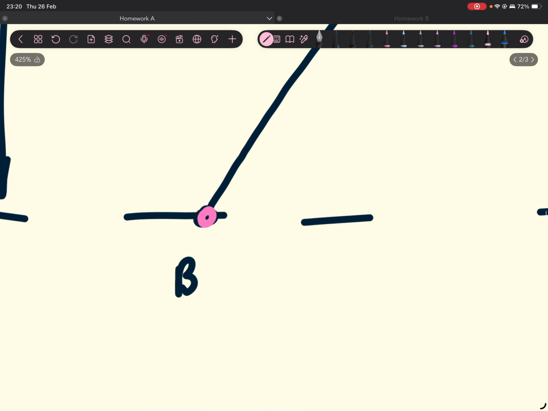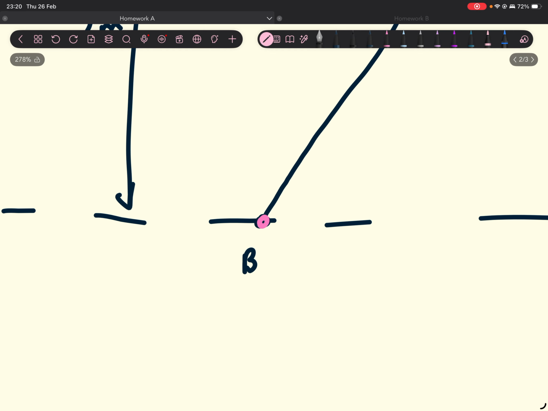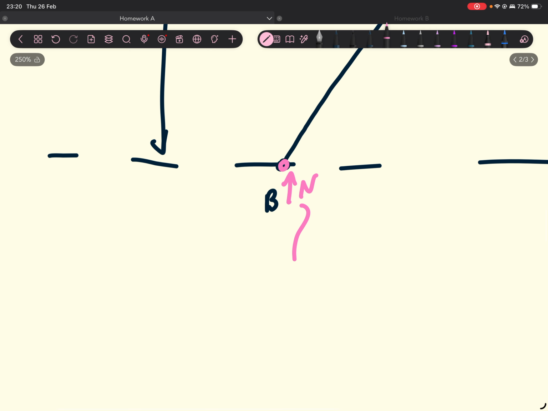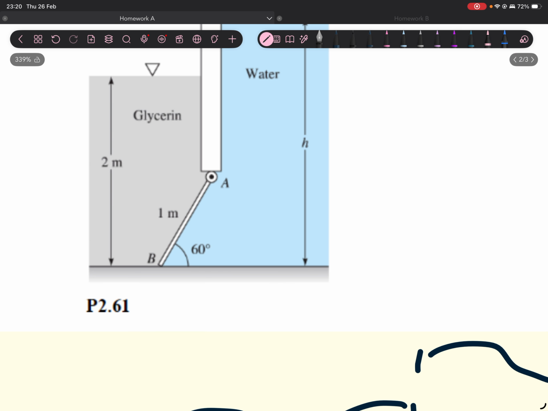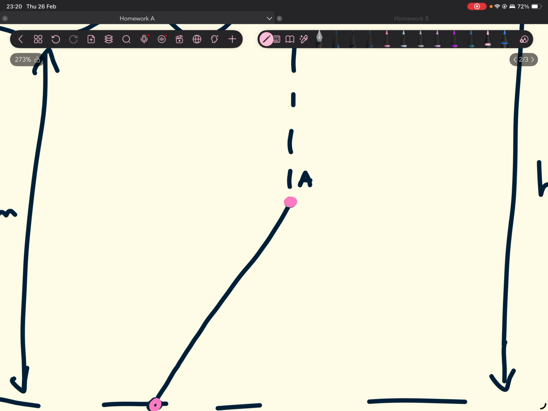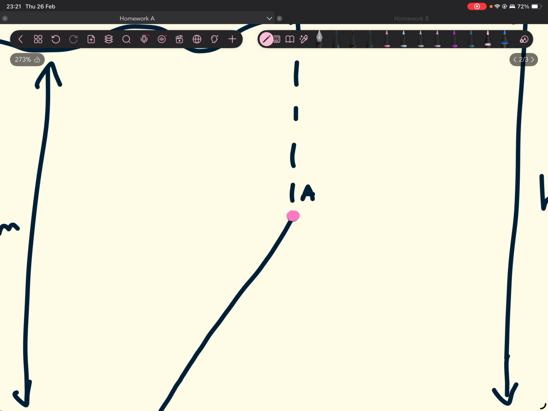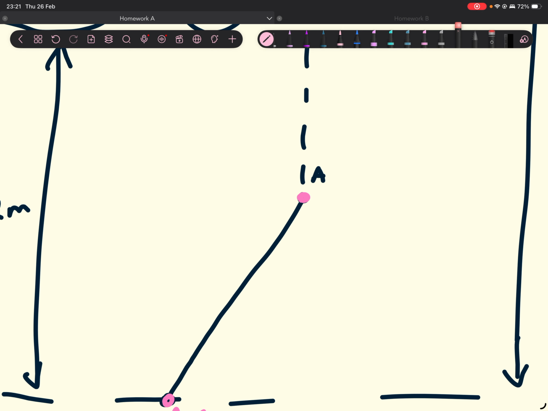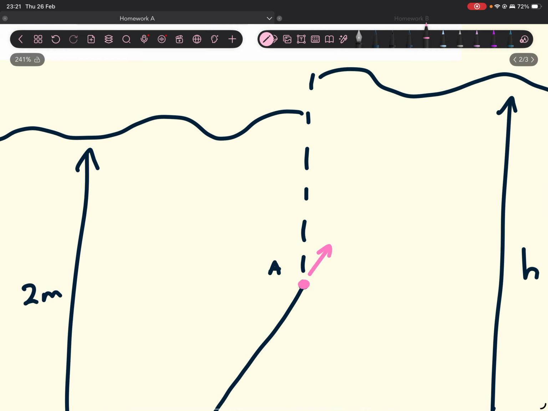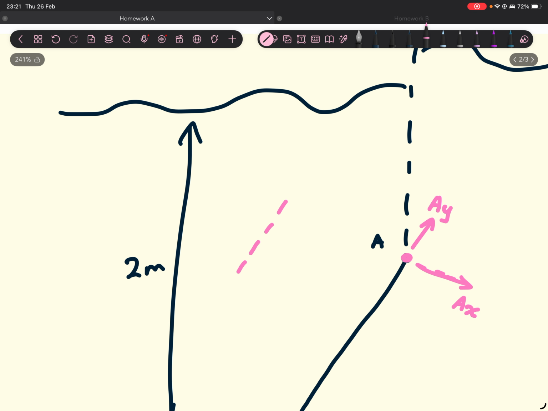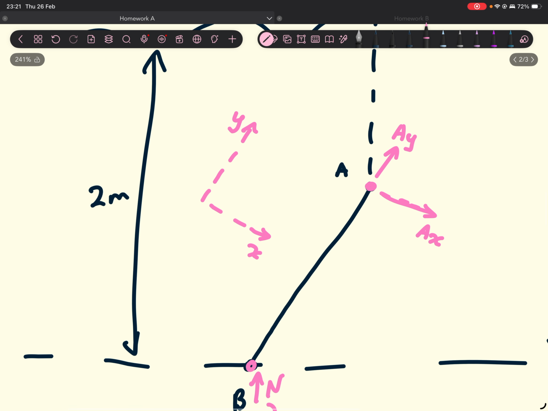So initially at point B, you'd have a normal force, but in this case, this normal force is equal to 0, right? Okay, and then we have a hinge, basically, at point A. So we only have reaction forces in the x and y direction. And for simplicity's sake, I'm going to define my axis system to be along the gate, right? So I'm going to call this my y direction. So this is going to be AY, and then this is going to be AX. Okay, so I'm basically defining my axis system like this, just to make things a bit easier.